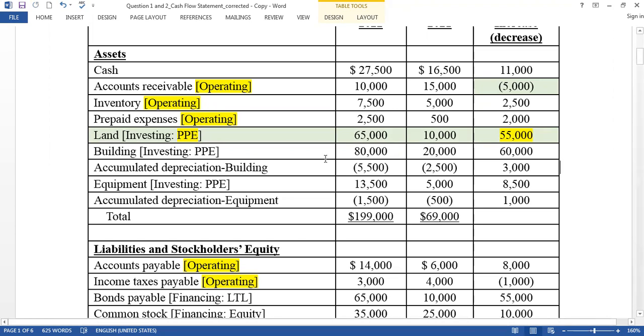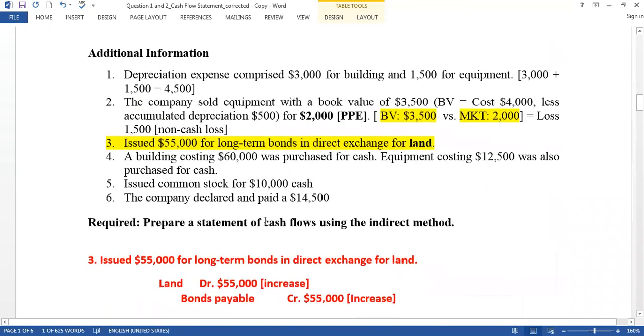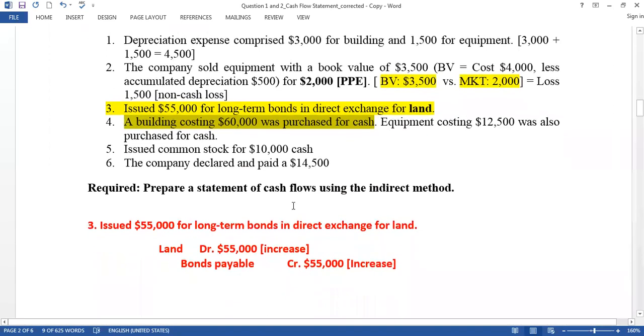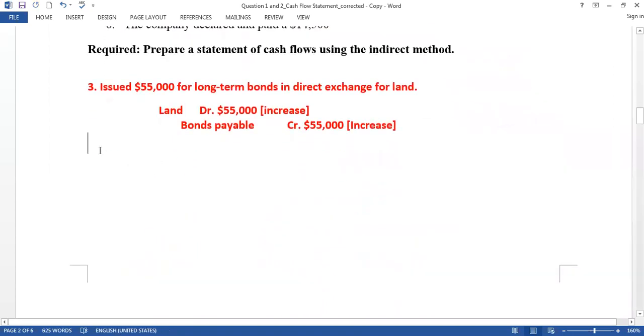We have another property, plant, and equipment, and it is building. Let's see what information is available for the building in the additional information. You buy a building. Look at here, a building costing $60,000 was purchased for cash. What is the journal entry for this? A building costing $60,000 was purchased for cash. What is the journal entry?